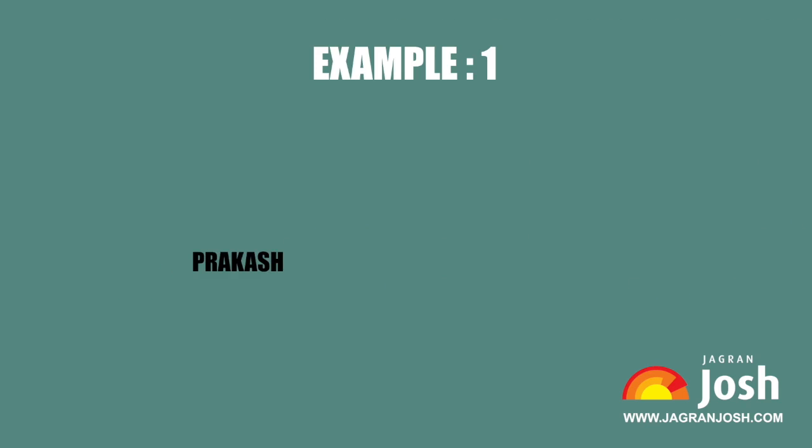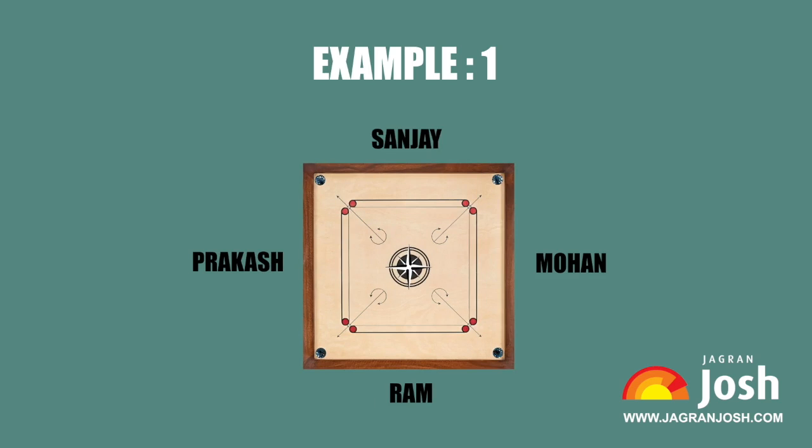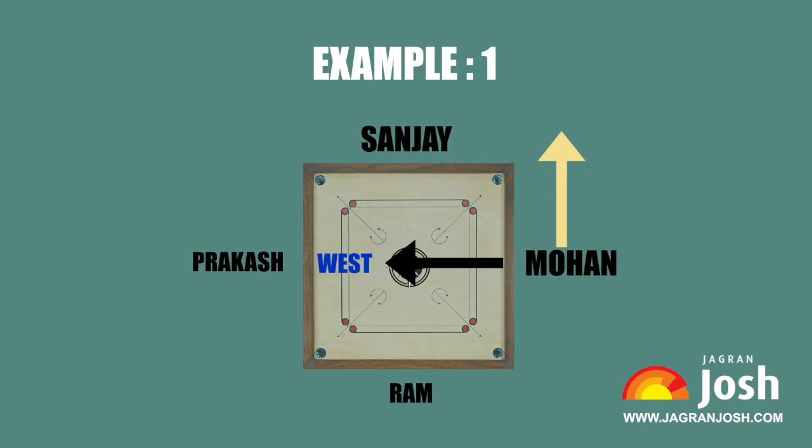Example 1. Prakash, Ram, Mohan and Sanjay are playing a game of carom. Prakash and Mohan, and Sanjay and Ram are partners. Sanjay is to the right of Mohan, who is facing west. Then Ram is facing which direction?